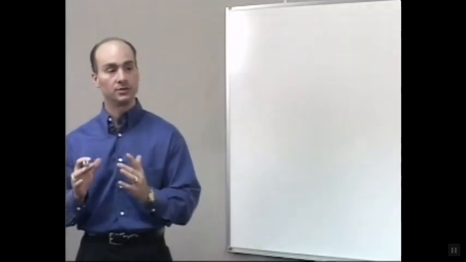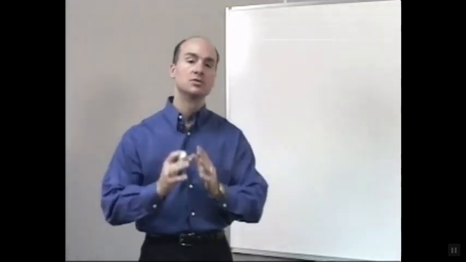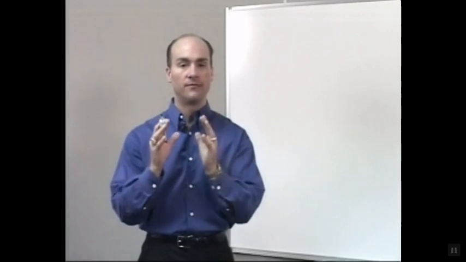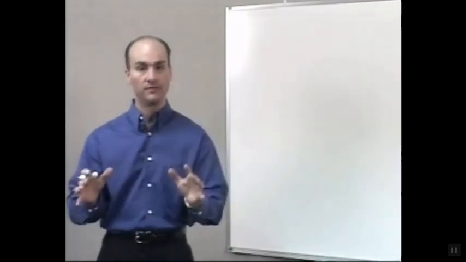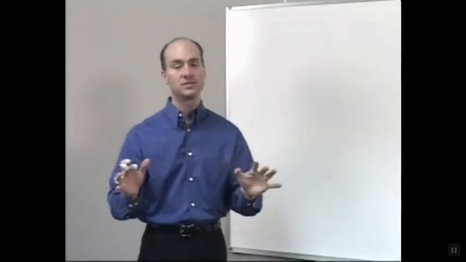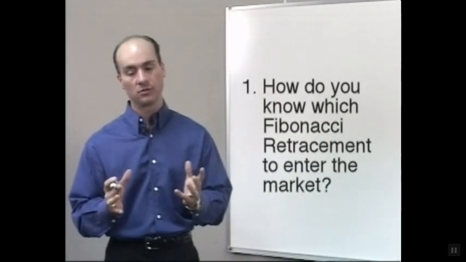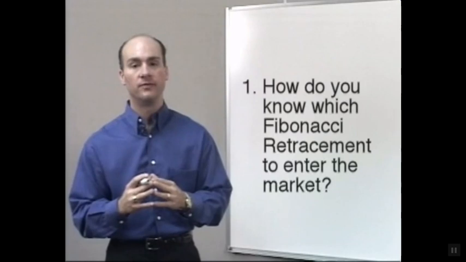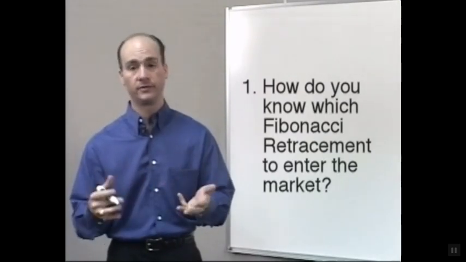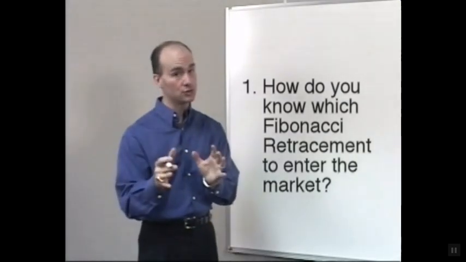Alright, now what I'd like to address is the 3 most commonly asked Fibonacci retracement questions regarding the fibs, okay? The first question I always get asked is, how do you know which Fibonacci retracement to enter the market? After all, there's 3 different fib levels to look to enter, either the 40, 50, or 60. How do you know which one to actually look to get in on?